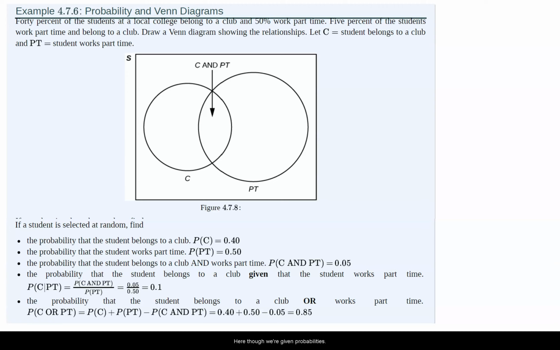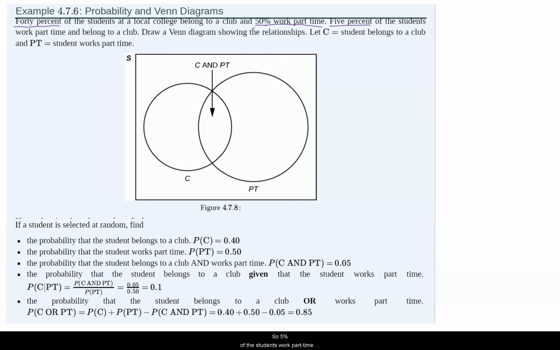Here, though, we're given probabilities. 40% of the students belong to a club, 50% work part-time, 5% are in both. So when we're given probabilities like this, we can consider it like we're taking 100 students and splitting those 100 students up among the different groups. We're going to write the probabilities in, but that's one way to think about it.